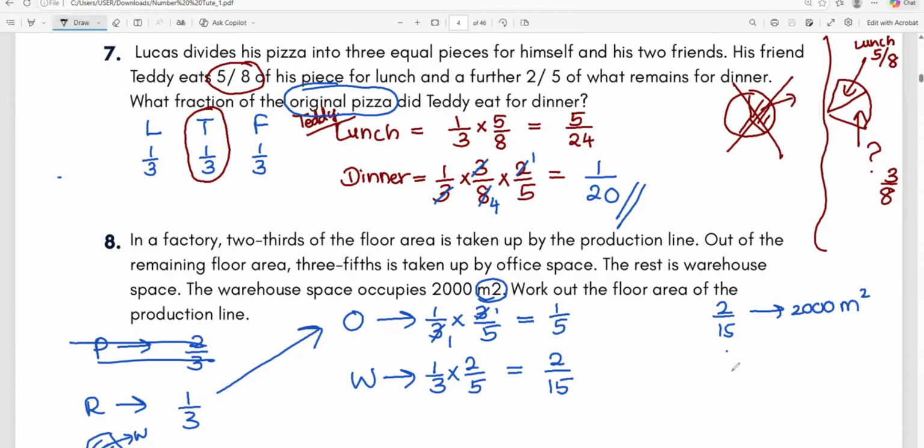What is 1/15? 2/15 is 2000. What is 1/15? 2 parts are 2000, so divide by 2: 1000 square meters. So there are 15 such parts in the factory floor. Multiply by 15, that is the area of the floor. Not third floor, no, just the floor area.